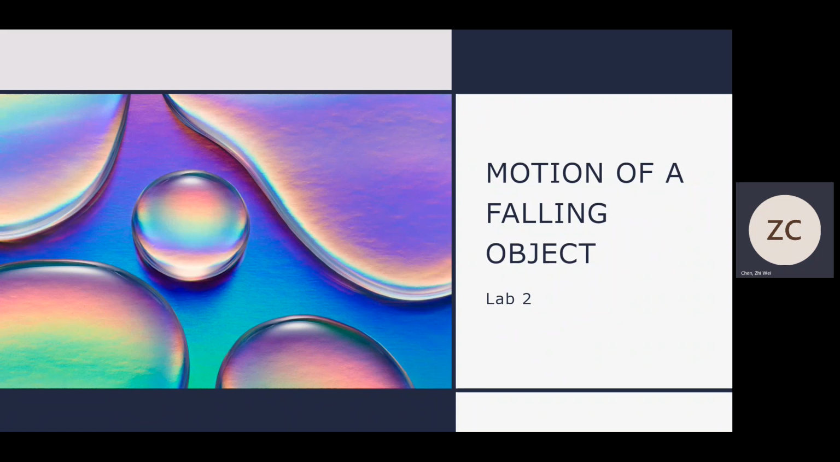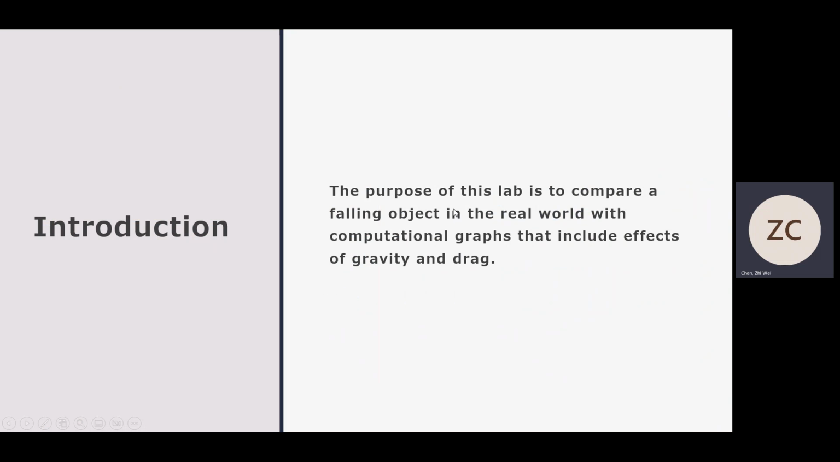Today's lab is motion of a falling object. In this lab, we compare a falling object in the real world with a computational graph that includes effects of gravity and drag.